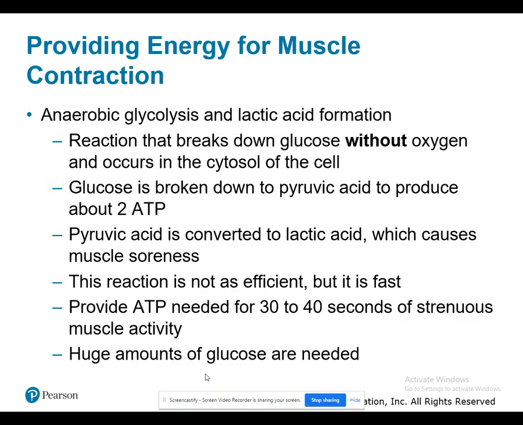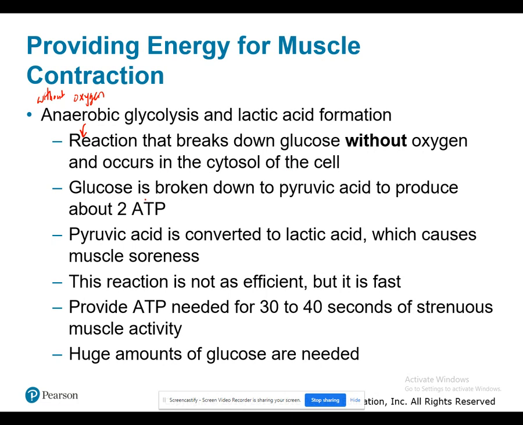Now, the last pathway we're going to talk about is anaerobic glycolysis. Anaerobic means without oxygen. So anaerobic glycolysis is a reaction that breaks down glucose without oxygen. This occurs in the cytosol of the cell.